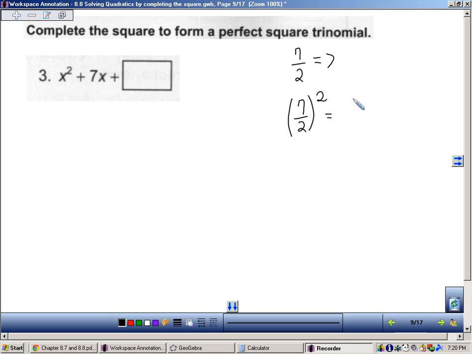So 7 times 7 is 49, 2 times 2 is 4, and so this is what you add to complete the square. Now, to take it one step further, the factored form would be... okay? Moving on.